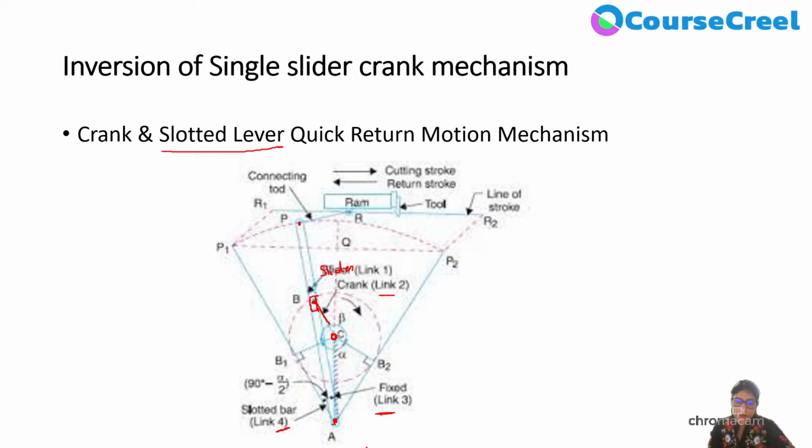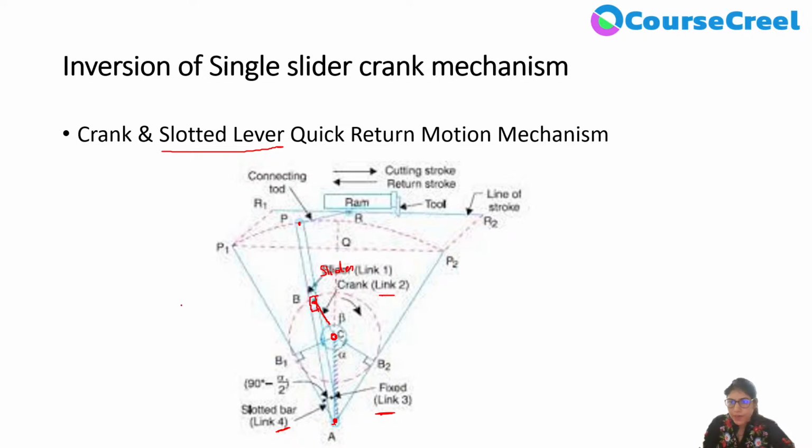So here we have one sliding pair, the slider with the slotted bar, and another 3 turning pairs: the slotted bar with the fixed link, the fixed link with the crank, and the crank with the slider. So these 3 are the turning pairs, and one sliding pair is the slider with the slotted bar.